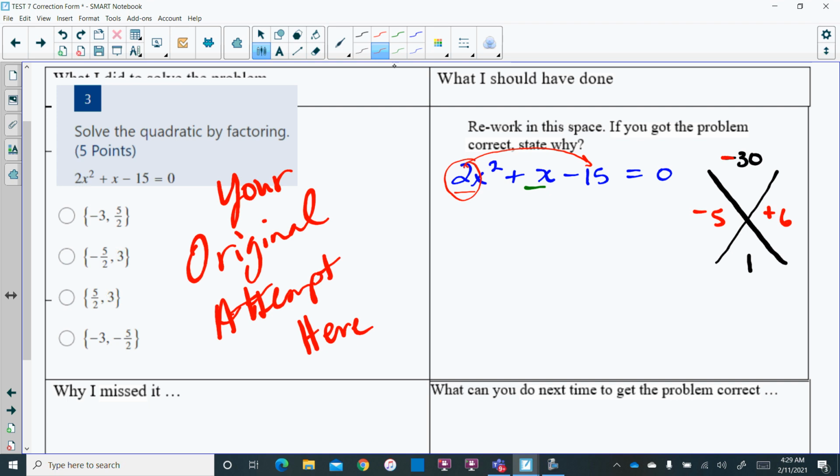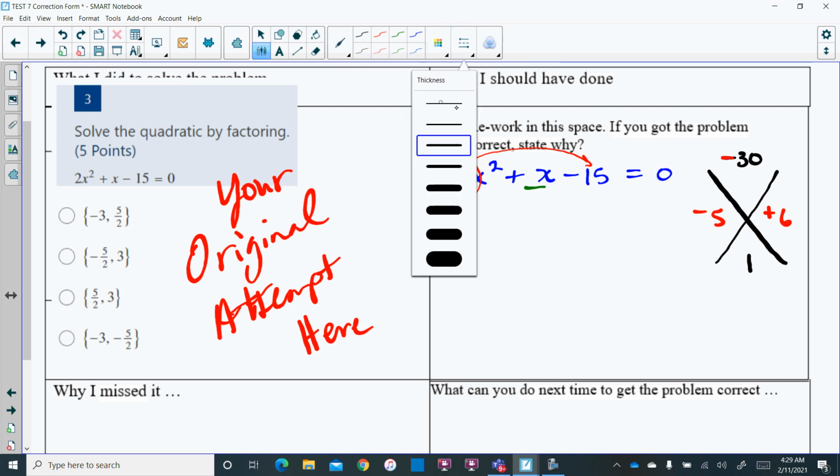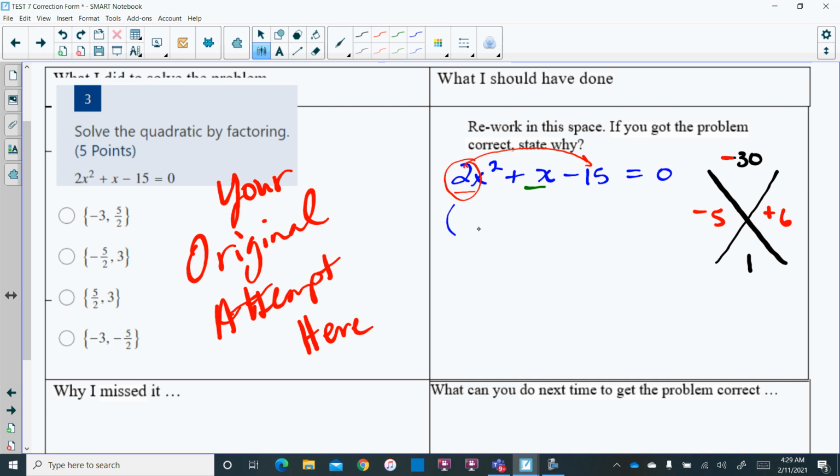So from there, when I was checking for work to give you full credit, we needed to have x minus 5 and x plus 6 equals 0.